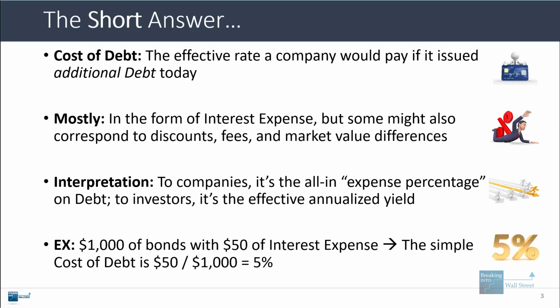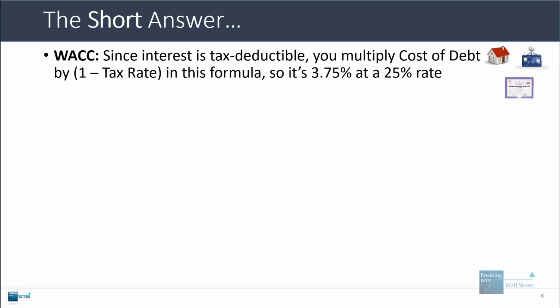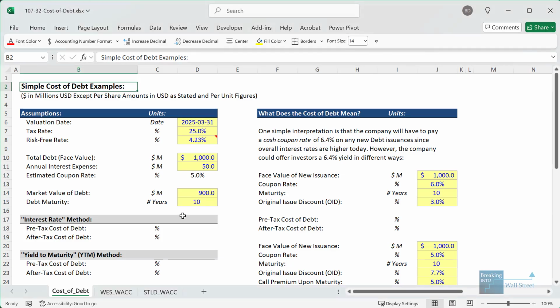So if a company has $1,000 of bonds with $50 of interest expense, then the simple cost of debt calculation is just 50 over 1,000 or 5%, about what they're paying each year on this issuance. Now, since the interest expense is tax deductible, you multiply the cost of debt by 1 minus the tax rate in the weighted average cost of capital formula. So at a 25% tax rate, it would be about 3.75%. So let's go into Excel and just take a look at what this looks like.